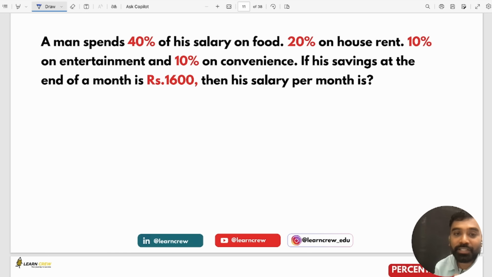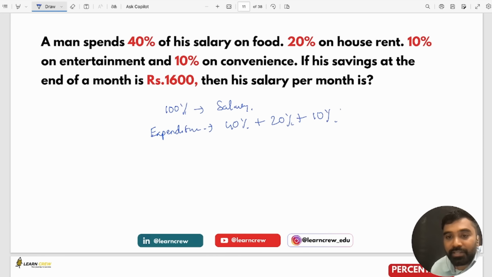If his savings at the end of the month is 1600 rupees, then his salary per month is what? Obviously, salary is going to be 100%. Whatever he is going to get is 100%. In that, what are his expenditures? 40% on food, plus 20% on house rent, plus 10% on entertainment, plus 10% on conveyance. 40 plus 20 is 60, plus 10 is 70, plus 10 is 80. 80% he spent on expenditure.